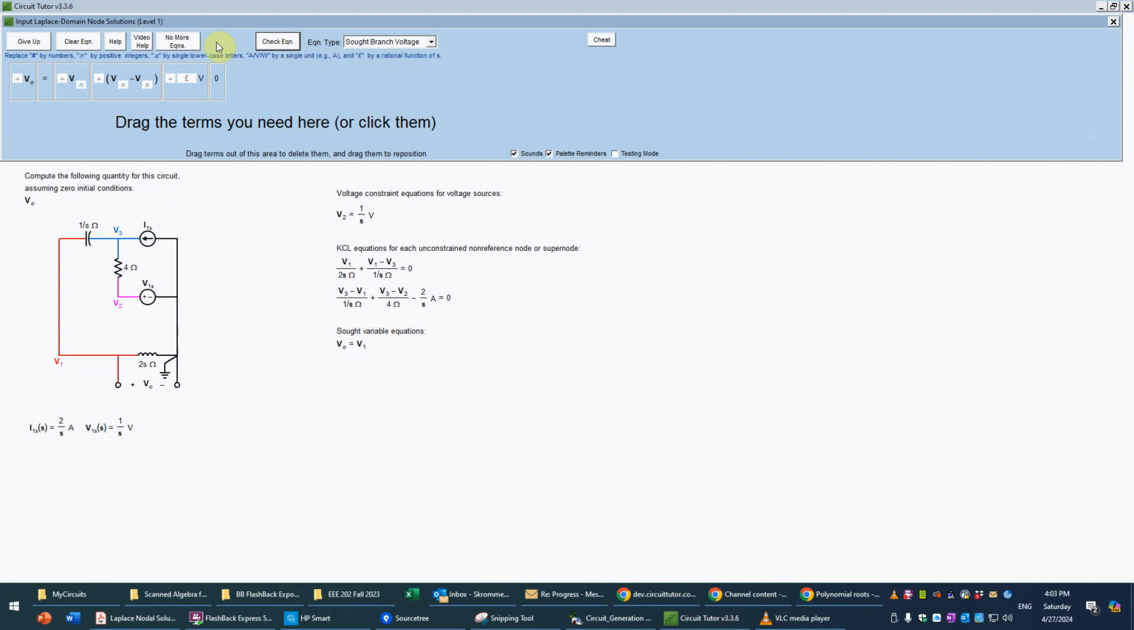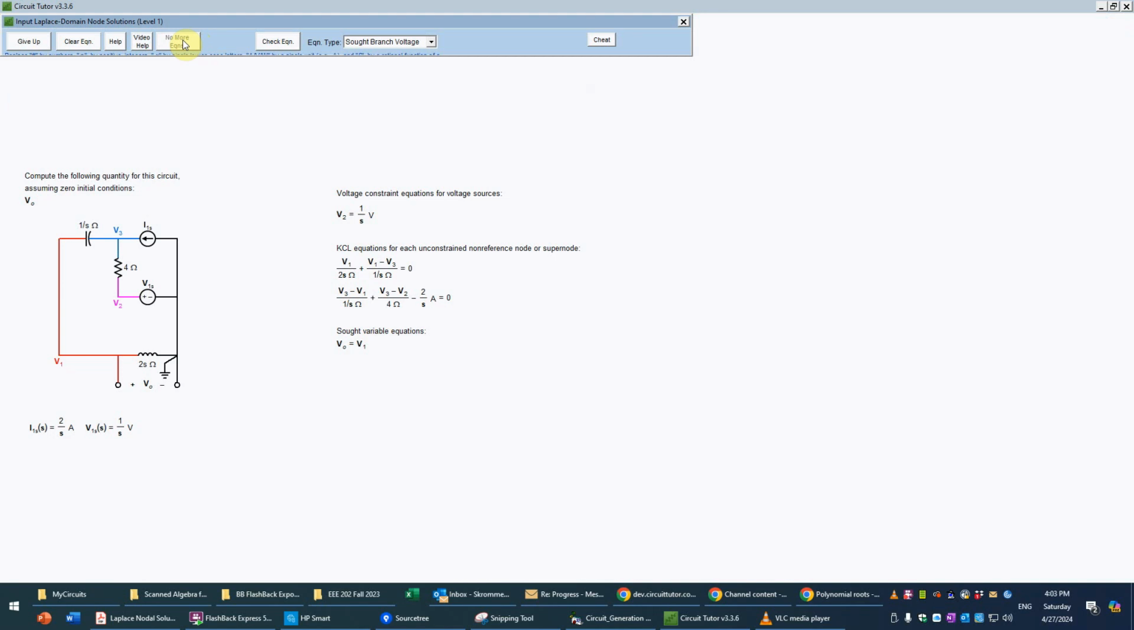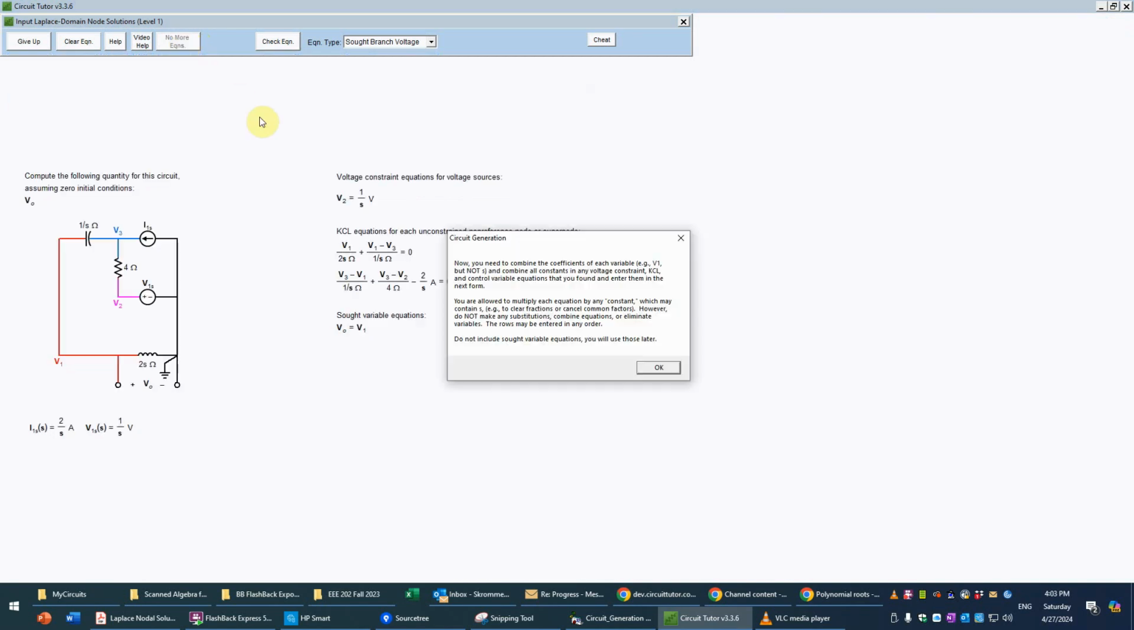Okay, so that would be all the equations that we need to solve this circuit, and we can check that because we have 1, 2, 3 unknowns, namely the node voltages, and we have 1, 2, 3 equations, not counting the SOT variable. So that's the correct number of equations, so now it's appropriate to click No More Equations. And now it gives us instructions that we need to basically form the simplified equations by combining coefficients. And we could also multiply through by constants to rationalize it if we wish.